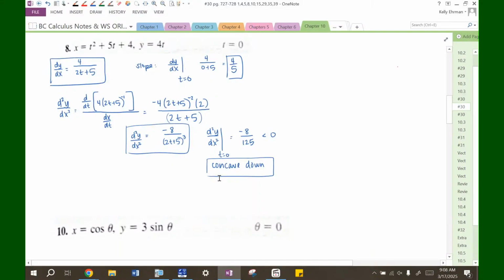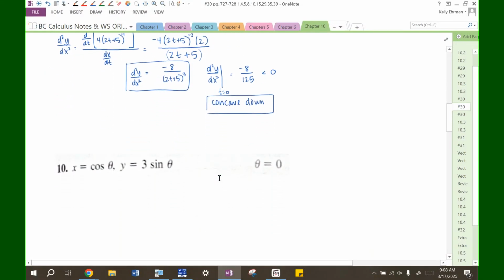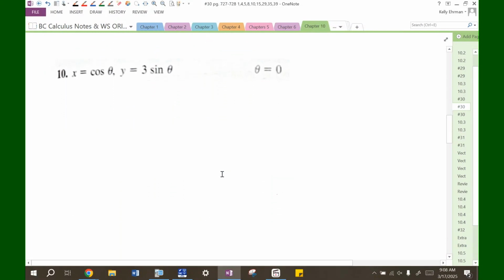Right? Let's look at number 10. Same instructions. So we're going to start with finding dy/dx. So dy is 3 cosine theta. dx/d theta is negative sine theta. And I'm going to make that negative 3 cotangent theta. You don't have to do that, but if I want to plug something into it, I just think that's easier than figuring out cosine over sine and all that.